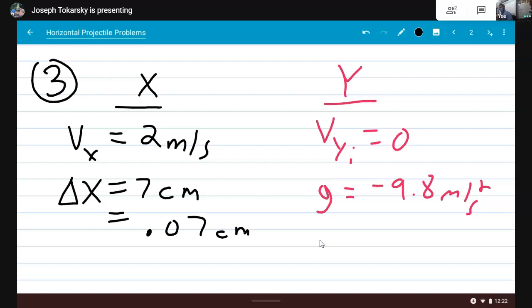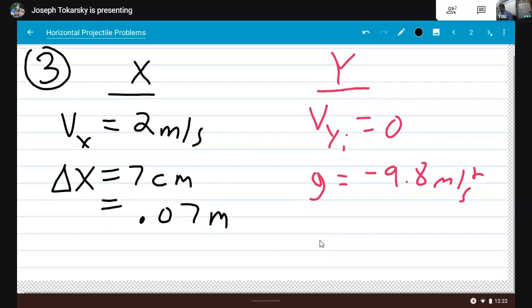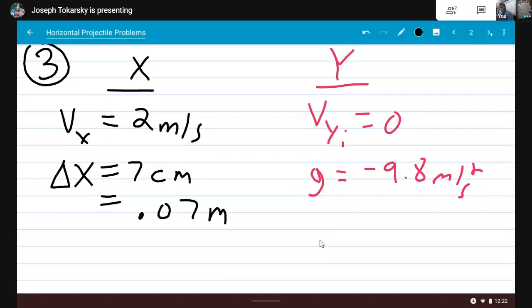Be careful with that. If you ever need it while you're doing homework problems, you could always remember that stair chart we made a while ago. If you are fuzzy on that, you could flip back to that from early in the year. That should be meters now, not centimeters. 0.07 meters. Okay, so the thing we need to find then is the delta y.